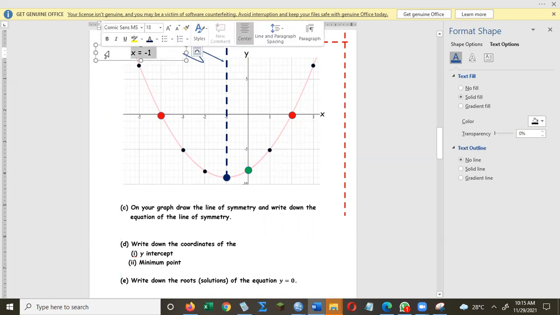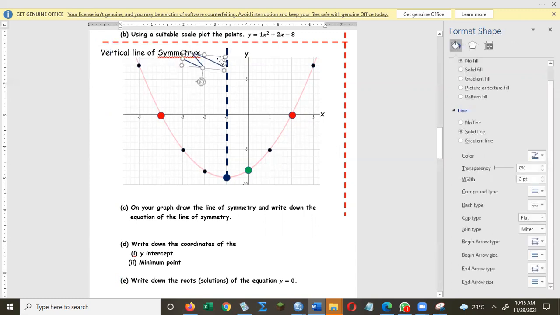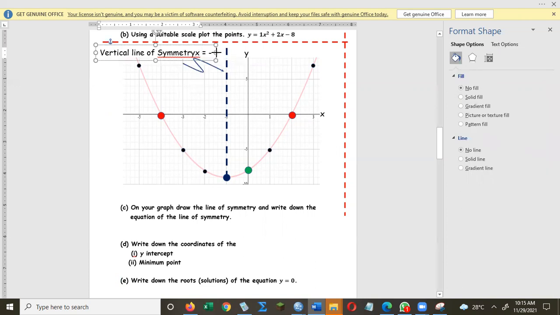Line of symmetry. It's a vertical line. I can even write it properly. Vertical line of symmetry. It doesn't really matter once you have properly labeled it, and the equation is x is equal to -1. Because as you can see, the x value doesn't change, which is -1 all the time. The y value is changing, but the x value doesn't change.